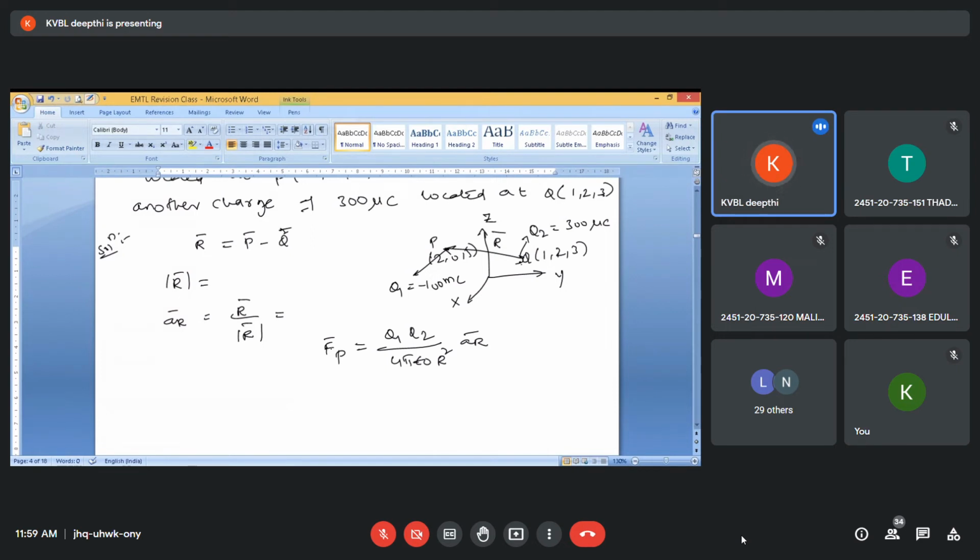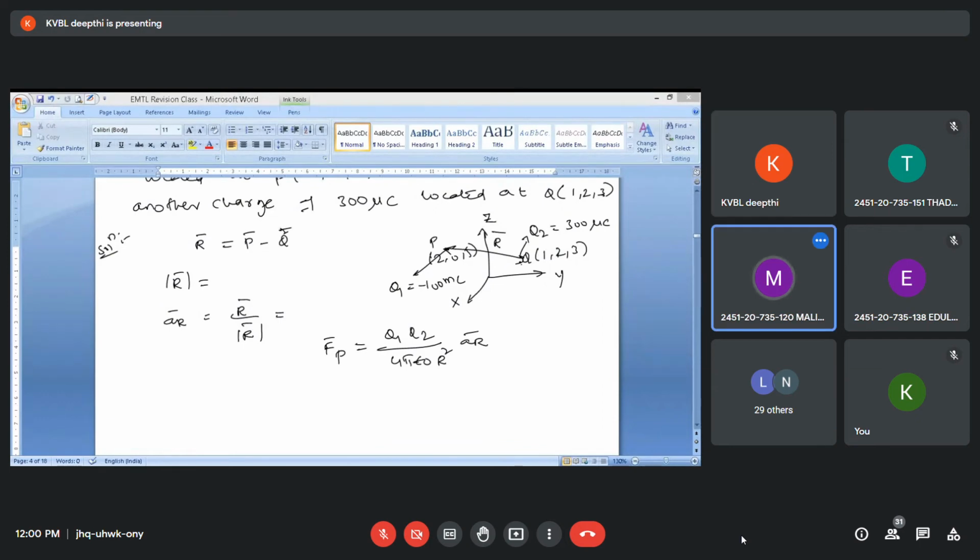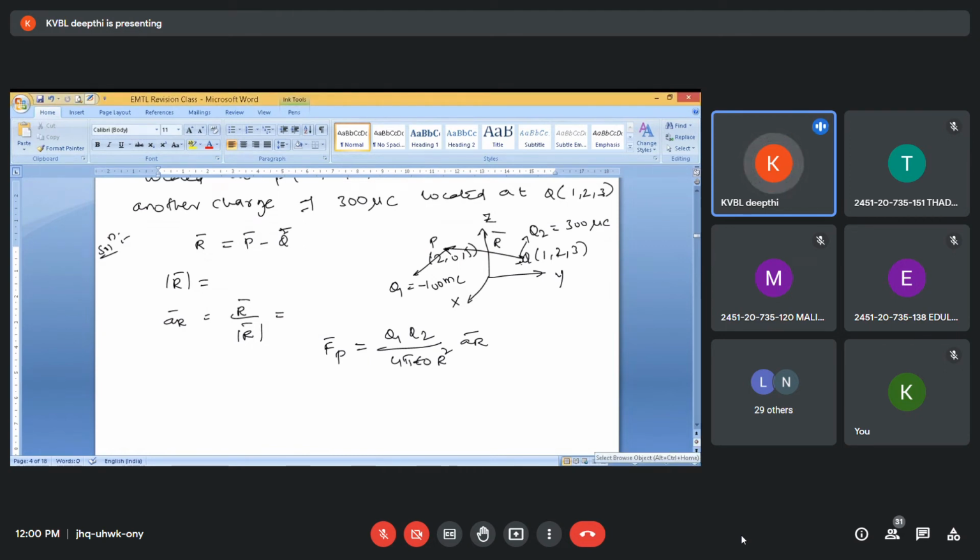Solving. No. Solving. Yes, ma'am. What's the answer? What is r bar you got?